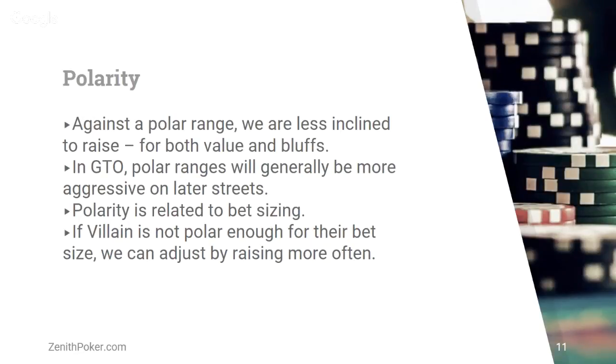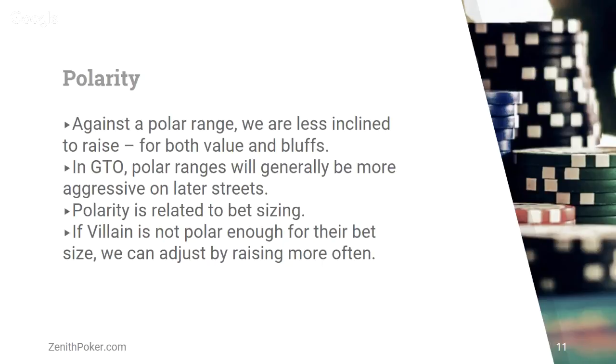All right, and the last one is polarity. Okay, so if we're facing a polar betting range, then we're just not going to raise as much, for both value and bluffs. And the reason is that in GTO, polar ranges are just more aggressive later on. They're just going to do that more often.